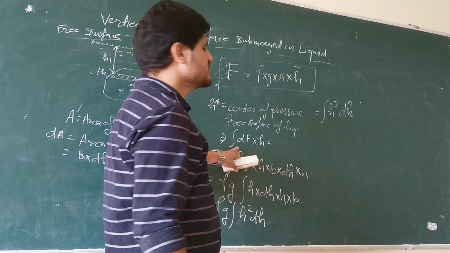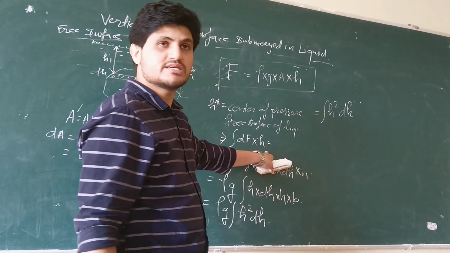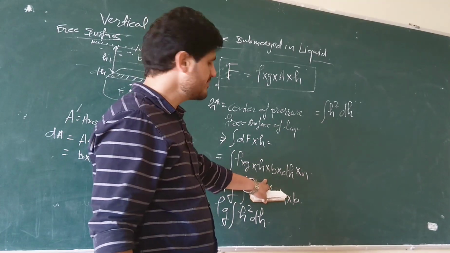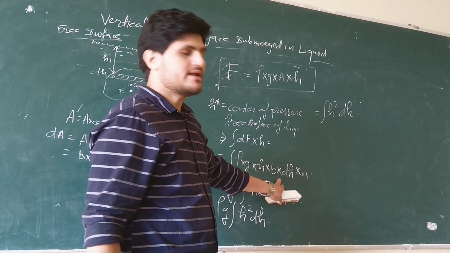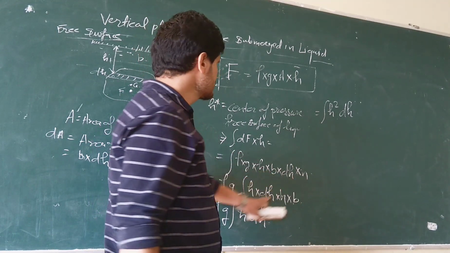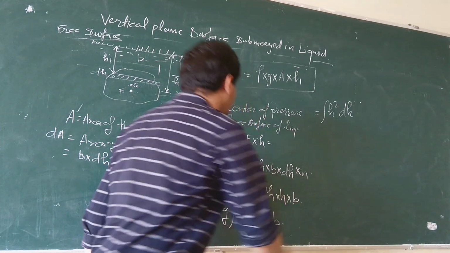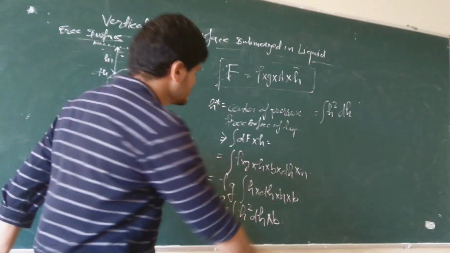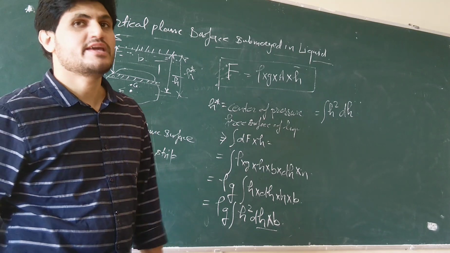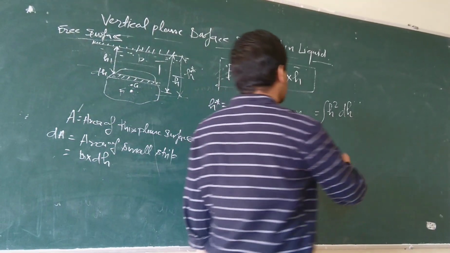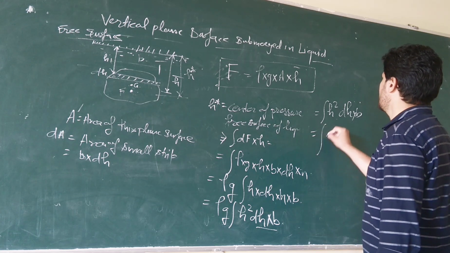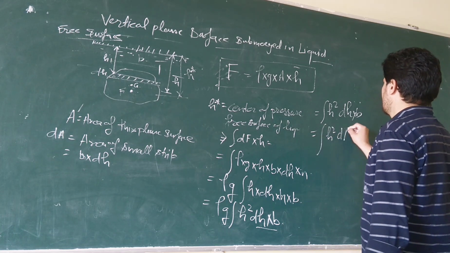That is integration of dF into h, it will be equal to rho into g into h, right? Pressure into area, that is b into dh, right? So now into b, right? Now what is your b into dh? That is equal to dA. So b into dh is equal to integration of h square into dA, right?